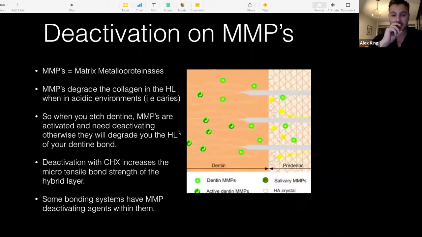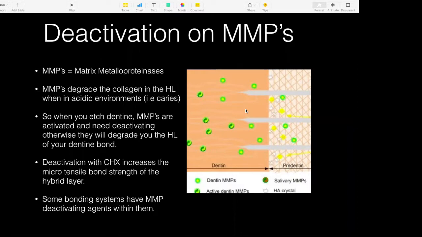So this is what happens. In an acidic environment, when you etch dentine, obviously you're producing an acidic environment in the dentine because you're using 37% phosphoric acid. So as soon as you etch, you are activating MMPs. So this is what can happen. If you don't deactivate these MMPs after you've etched, realistically you're losing a lot of bond strength, because you etch, the MMPs will activate and break down your collagen in your hybrid layer, and you'll just lose the bond strength to dentine.